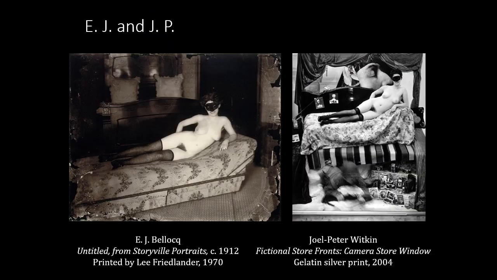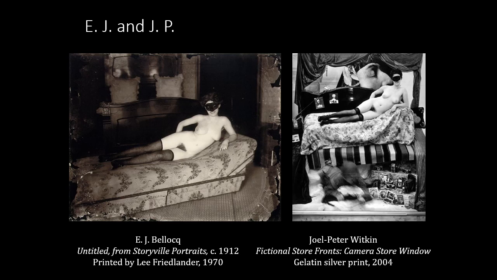So then Joel-Peter Witkin, highly influenced by some of the Bellocq images. In his photograph, Fictional Storefront Camera Store Window, we have his take on the Bellocq photograph. Down below the reclining figure, you have this blurry one, which would be one of the war photographs. So there are all these different little bits and pieces of different photographs from the world of photography. And the idea of the camera store window, there in the bottom right, you have all the different types of cameras that would have been used to take some of the different photographs.